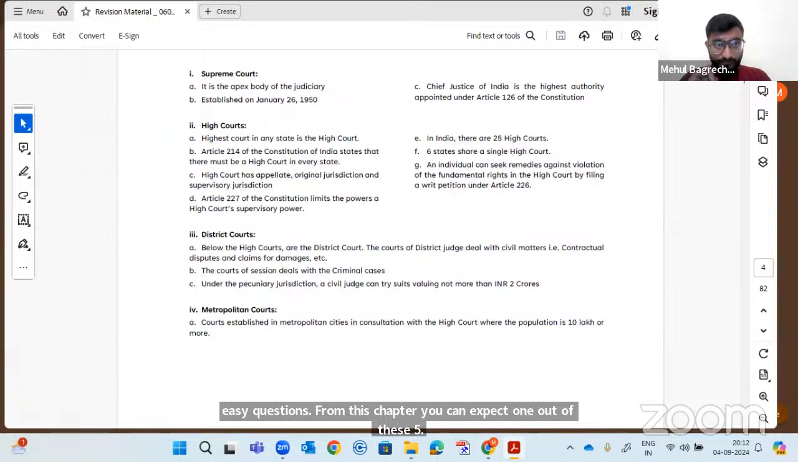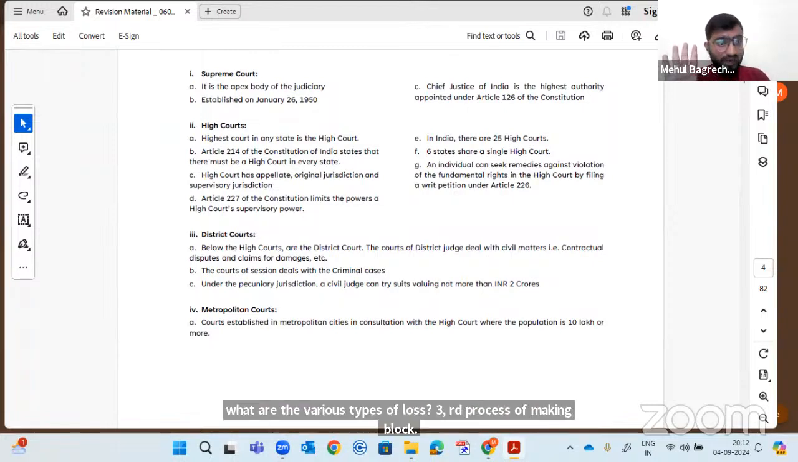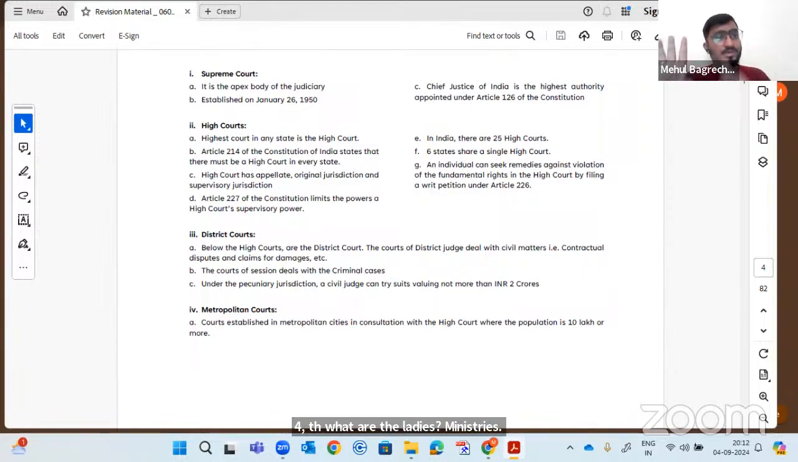What are the questions that they can ask? What is law? Second, what are the various types of laws? Third, process of making law. Fourth, what are the various ministries? Fifth, very important, they can ask about various authorities like SEBI, RBI, IBBI. Sixth, what is the structure of the judicial system in India?